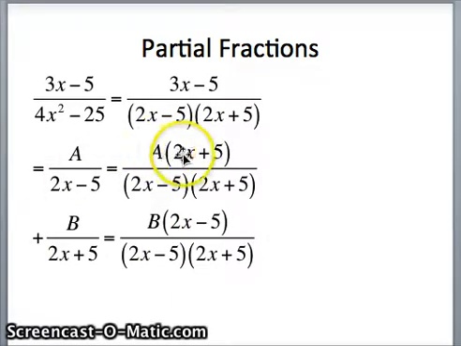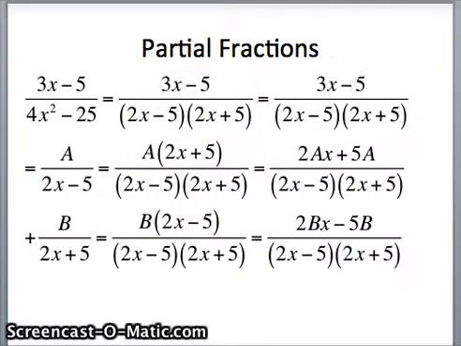So notice a was there before, multiplying by 2x plus 5. If they would cancel, I get a over 2x minus 5, what I have here. But since I multiplied the bottom by 2x plus 5, multiply the top by 2x plus 5. In our second example, we want the denominator to be 2x minus 5 times 2x plus 5. 2x plus 5 was there, multiply the bottom by 2x minus 5, multiply the top by 2x minus 5. If those would cancel, I get b over 2x plus 5. You can see those are equivalent fractions. So our next move is to distribute: 2ax plus 5a, 2bx minus 5b, as you can see.